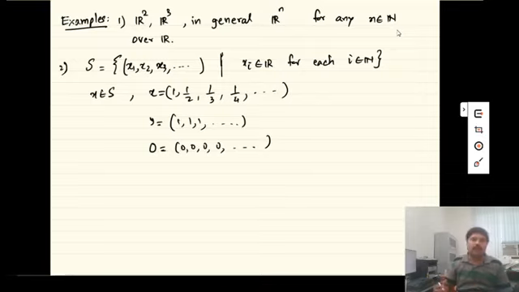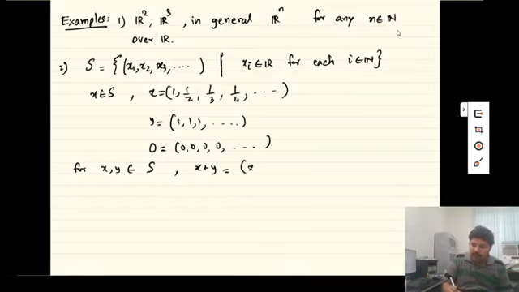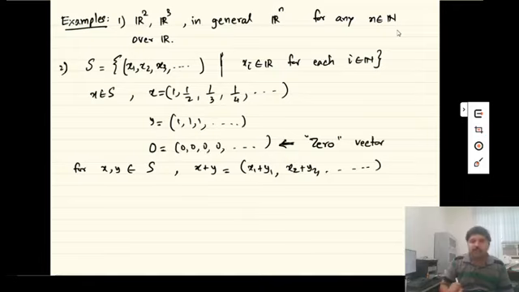And then how do I define addition and scalar multiplication? The addition and scalar multiplication are defined in exactly the same way as we defined for the vectors. So for x and y belonging to S, x plus y is basically the sequence x1 plus y1, x2 plus y2, and so forth, the infinite sequence. This we will see whether it can act as the zero vector. It will definitely act as a zero vector under the definition of sum that we have put there.